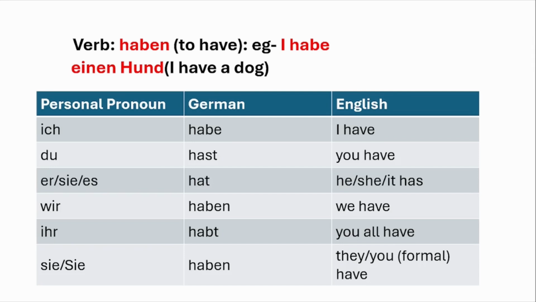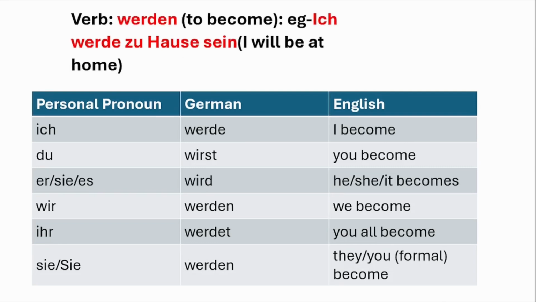Ich habe, du hast. So let's give you an example. Ich habe einen Hund. I have a dog. So with ich it comes habe. Ich habe einen Hund. So let's go to the next verb, that is werden.